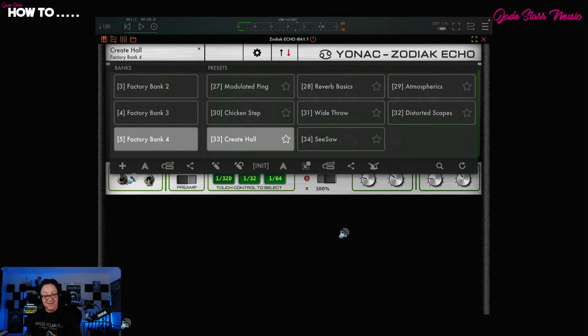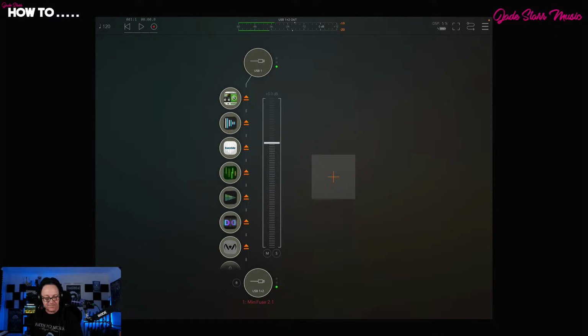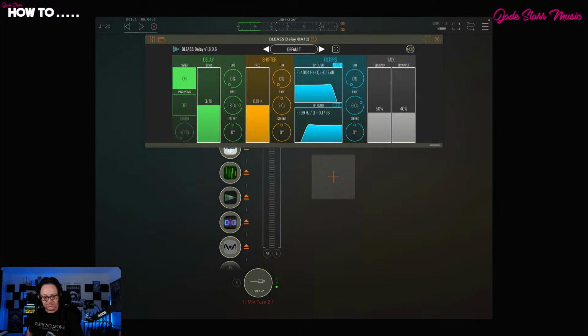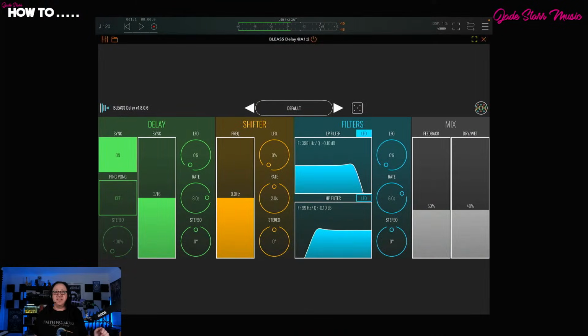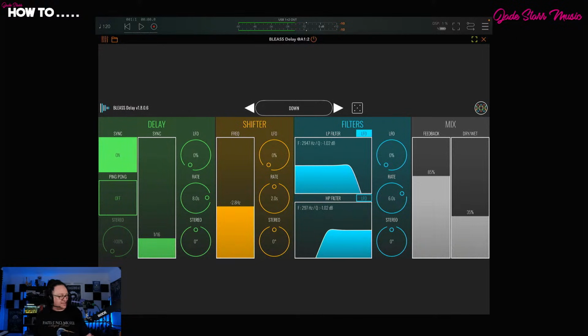So cool. Now, you look at one of these apps, which is by Blease. Let me make sure we're all good. By Blease, this one here. And this is pretty much a standard delay. It's got a shifter, it's got filters, presets.